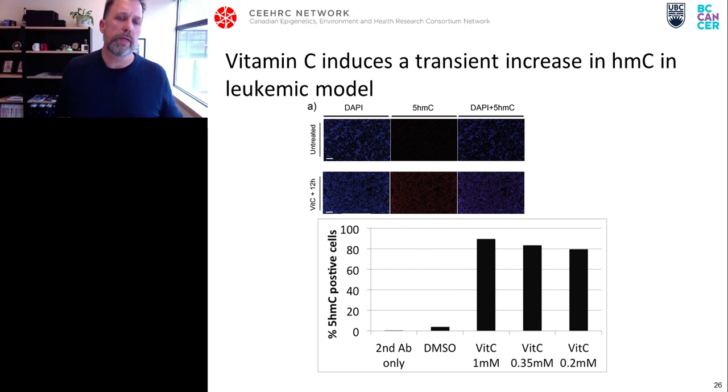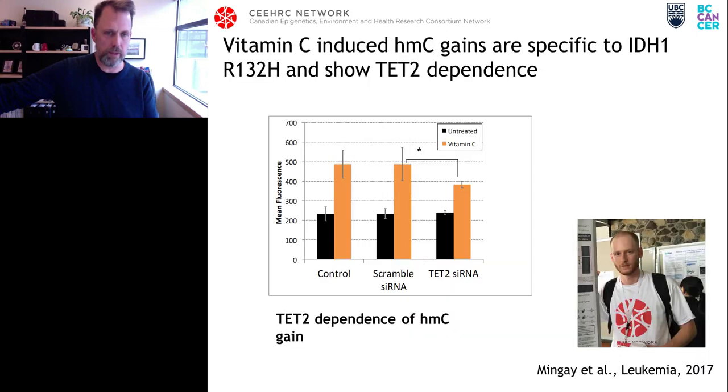So we asked whether we could, by simply adding vitamin C in the context of this model, induce hydroxymethylation. And indeed we can. In the top panel, which is probably hard to see, you can see an immunohistochemistry using either DAPI or an antibody against 5-hydroxymethylcytosine. You can see an increase after 12 hours of addition of vitamin C. And in the lower panel, this is quantified as a percent of 5hmC positive cells. And you can see that indeed we see a significant gain in hydroxymethylation in the context of this model through the addition of vitamin C.